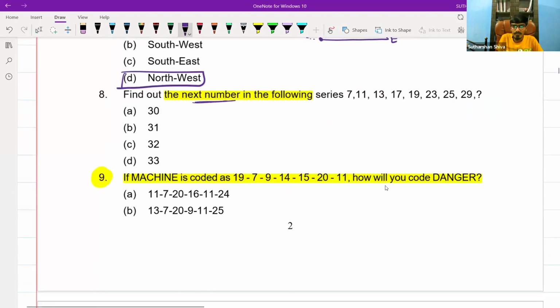Find out the next number in the following series: 7, 11, 13. 7 plus 4 is 11. 11 plus 2 is 13. 13 plus 4 is 17. So it is continuously increasing: plus 4, plus 2, again plus 4. Finally, you need to do plus 2. The final answer becomes 31.